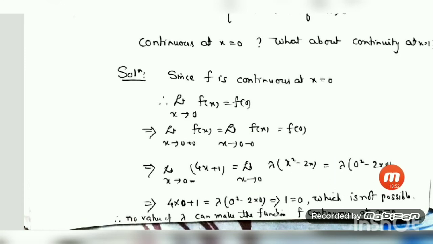Okay, so this step is done. This is equal to 0. And what about this? 4 into 0 plus 1, which is 1. And this is lambda into 0 minus 0. So we have got 1 is equal to 0, which is not possible. Can you have 1 equal to 0?